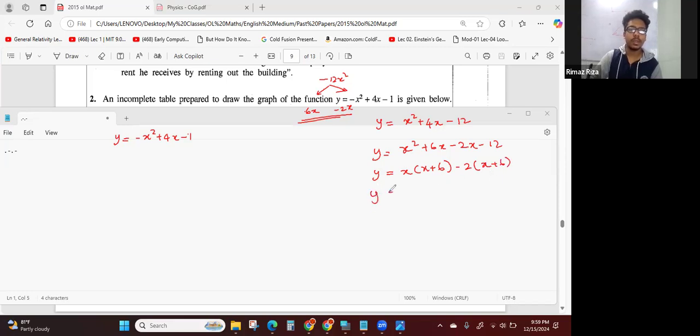So therefore y equals x... Now in these two terms, x plus 6 is common. If I take x plus 6 out from the bracket, then we have x minus 2. So these are the factors of this expression. You may have studied this in grade 10, factorizing a quadratic function.